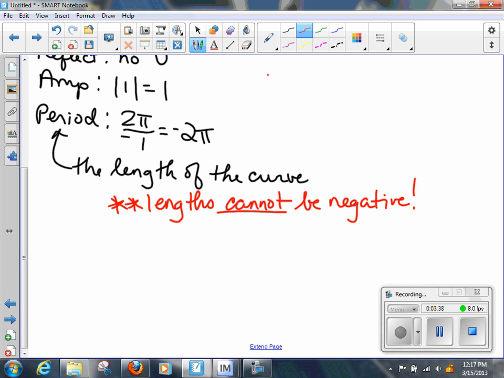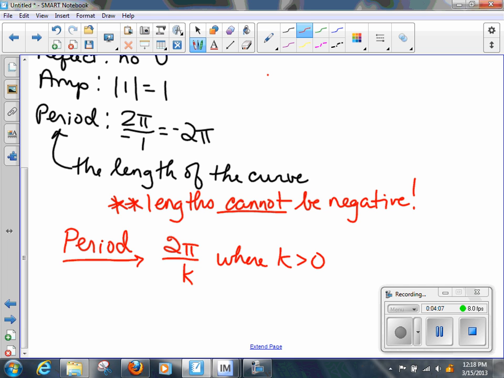So after looking at it and looking at the definition of period, and it's in your textbook. I think it's maybe on page 140. But the definition of period says that it's 2 pi over k, which is a new variable from this textbook, and I'm sure my notes are from an old textbook, where k is greater than 0. Okay?